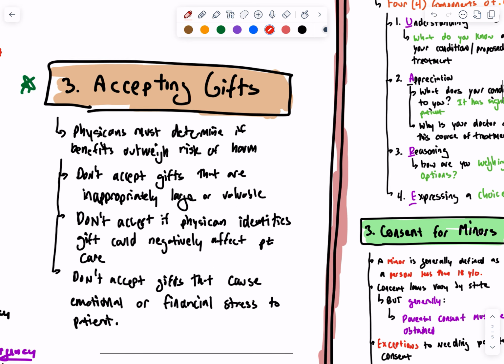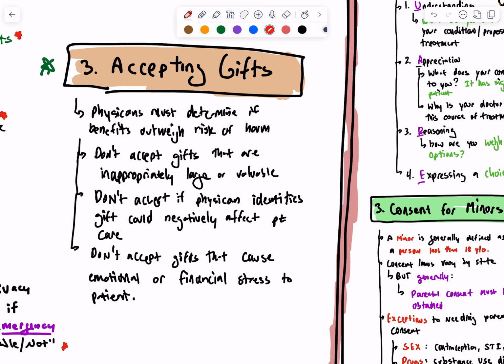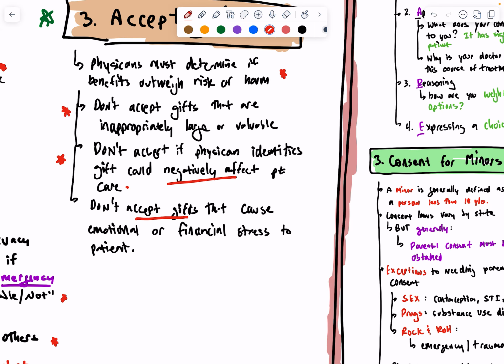All right, so next up is accepting gifts. This one is a little straightforward, I'd say. This is not the harder of the ethics questions, but basically you have to determine if the benefits outweigh the risks of harm, and by that I mean benefits to the patient or risk of harm to the patient, right? So just generally don't accept gifts that are inappropriately large or valuable. Don't accept gifts if the physician identifies the gift could negatively affect the patient's care, and don't accept gifts that cause emotional or financial stress to the patient, right?